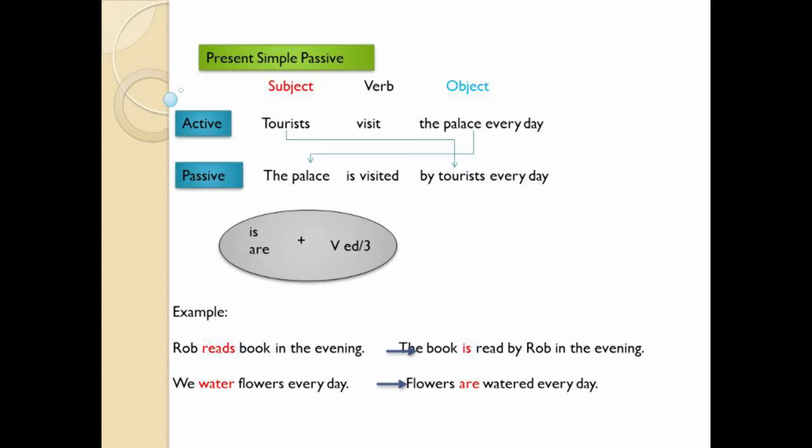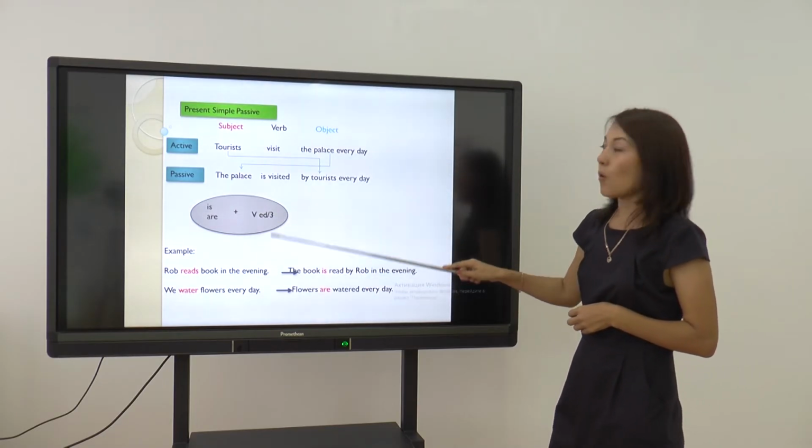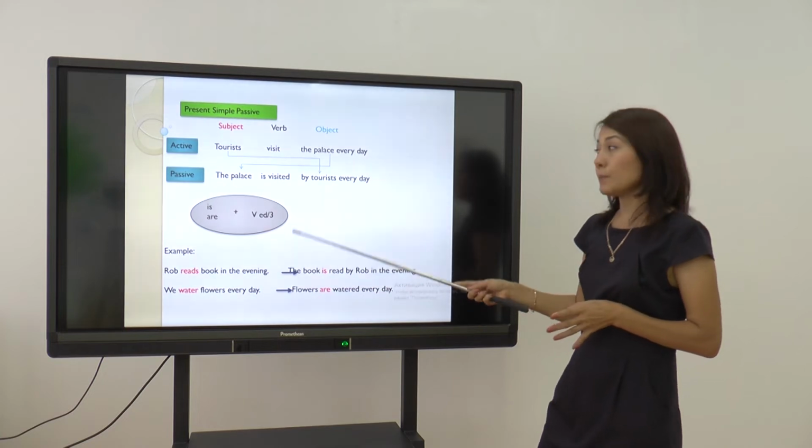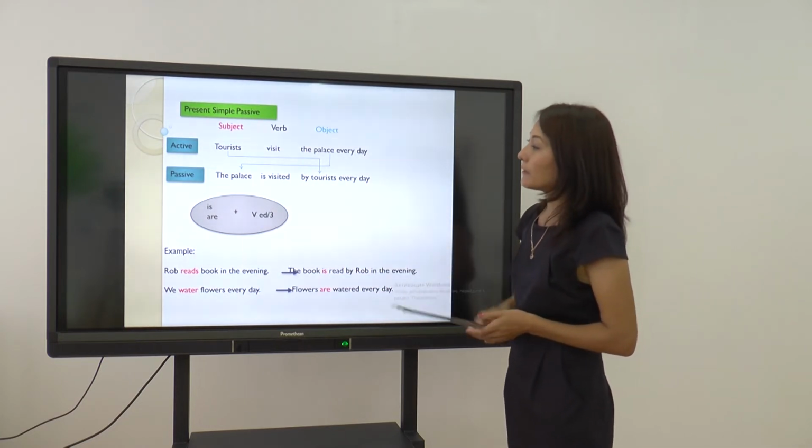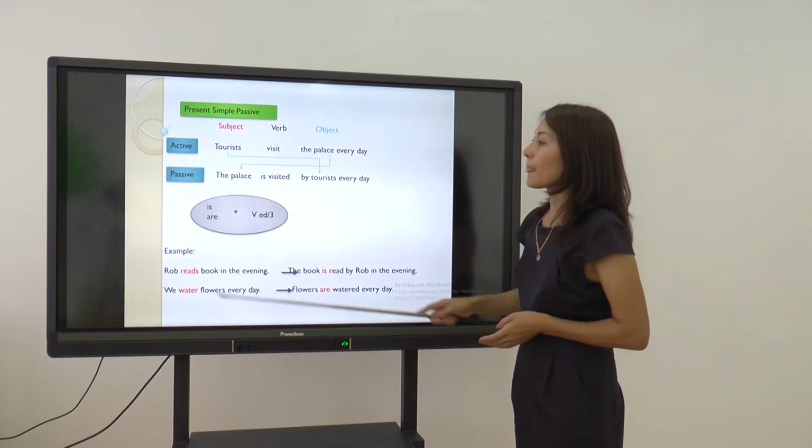Good. Now, let's look at the form of this. How do we form it? First, to form the passive in the present, we need to be, which is is or are. If it is singular, we use is, yes. If it is plural, we use are. Then, we should use the verb with the ending ed, or if it is an irregular verb, we use the third form of it. Okay. And look please at the examples.